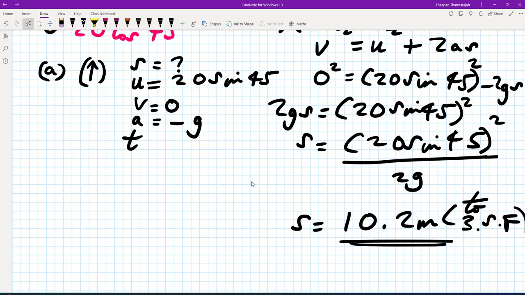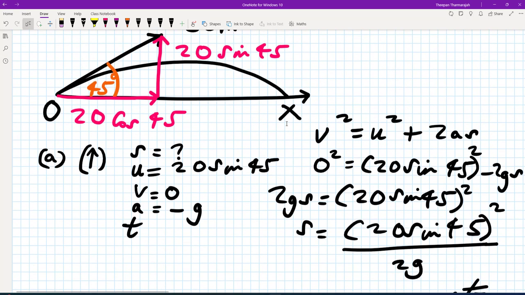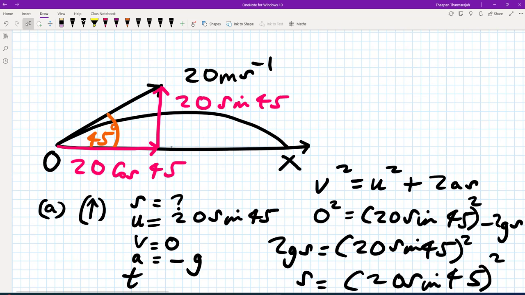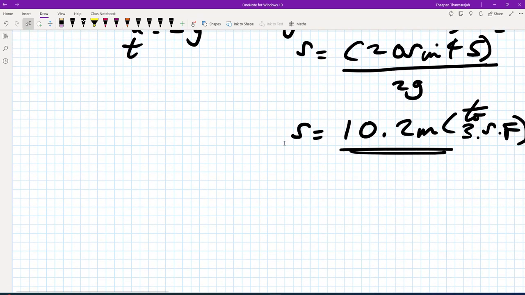And then lastly, the question states, find the distance OX, as in the horizontal distance. And we did this last time in the previous example. So what we need is the time of flight. So we can do this in 2 ways. Because this is symmetrical, we could do what we did last time and say, let's do this in the way we did in the previous example.